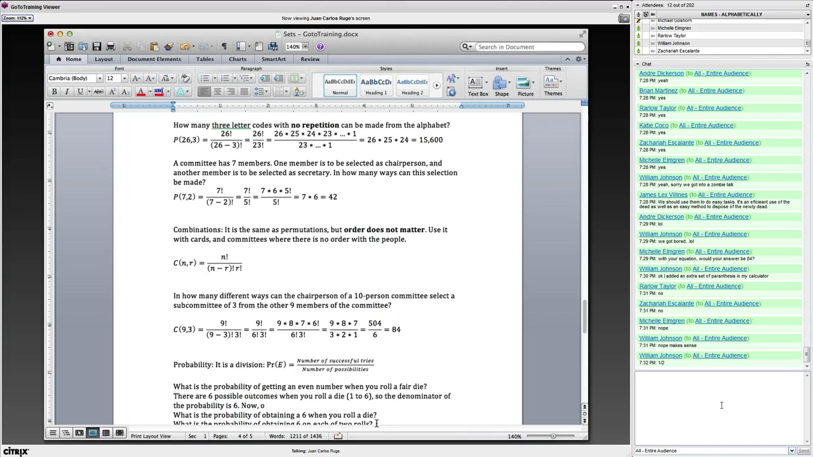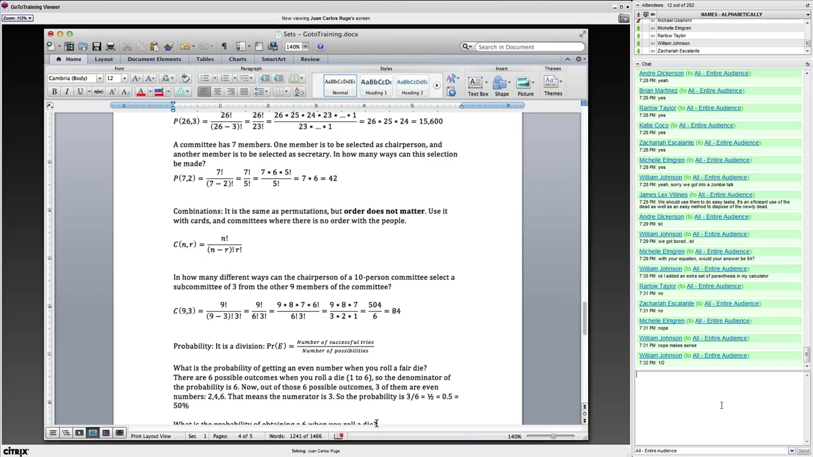Now, out of those 6 possible outcomes, 3 of them are even numbers. Those are 2, 4, 6. That means the numerator is 3. So the probability is 3/6, which simplified is 1/2, which can be said it is 0.5. Or if you want, you can say that this is 50%. All those four answers are the same.